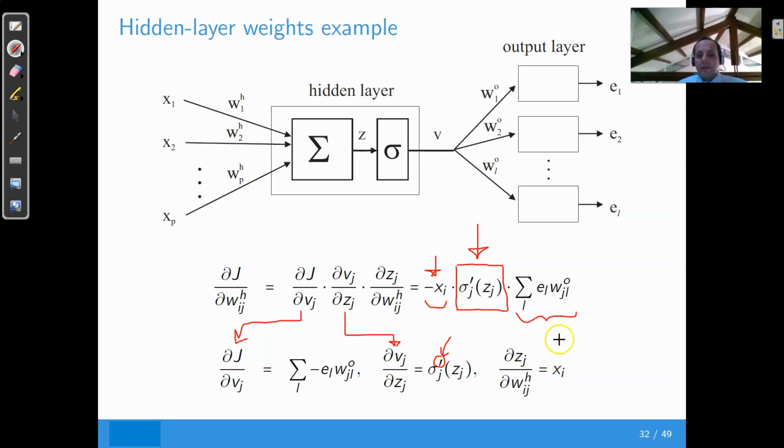And then you have the last term, which says that the variation of the input of your hidden layer depends on the input that you are providing. So also the training of the neural network depends on the input that you are applying to the network.